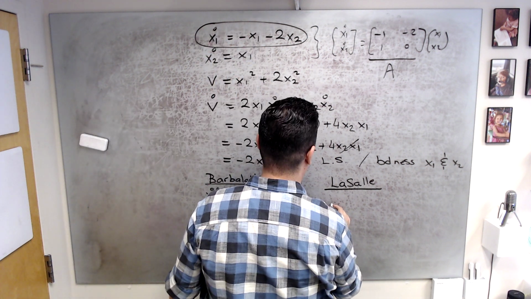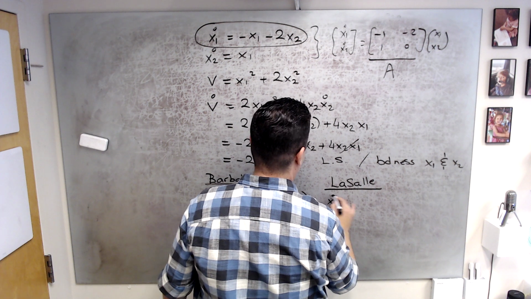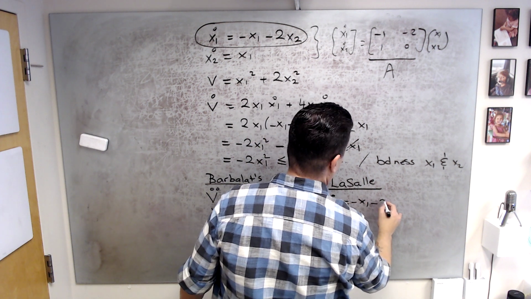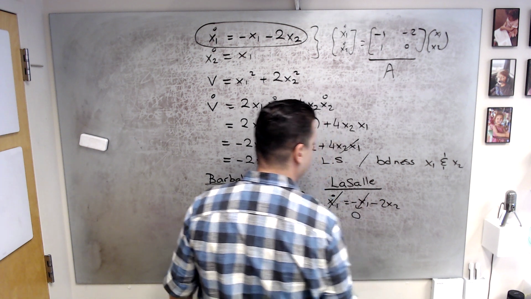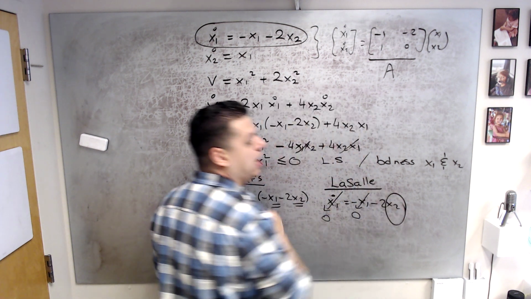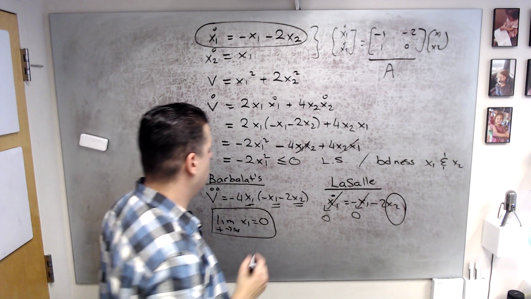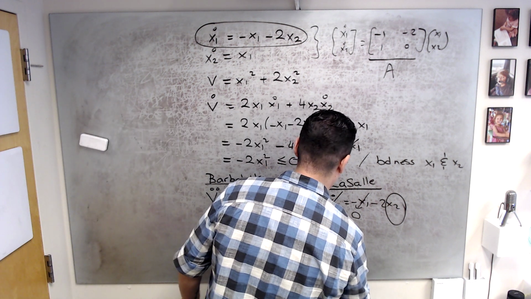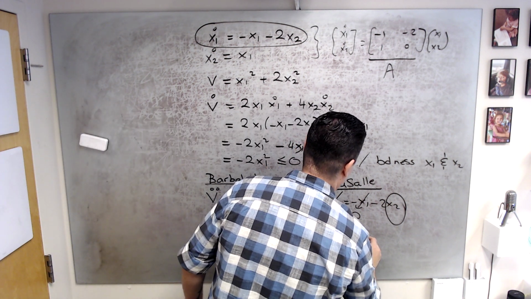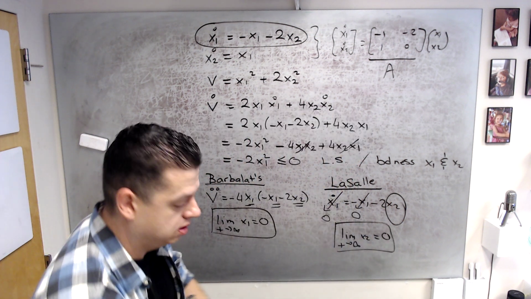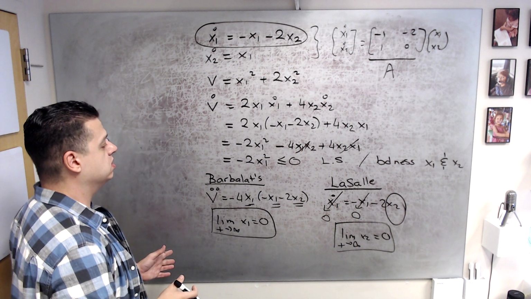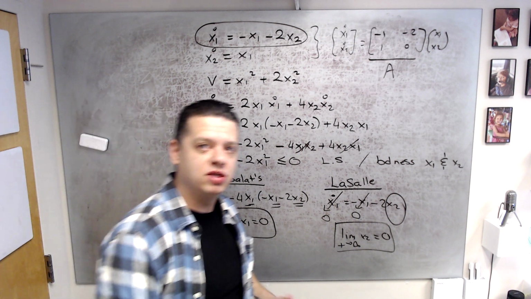So from the first equation, x1 dot equals minus x1 minus x2. This goes to 0, this goes to 0. When they are 0, x2 is going to 0. So we can also say limit t goes to infinity, x2 is 0. In this case, we recovered global asymptotic stability.